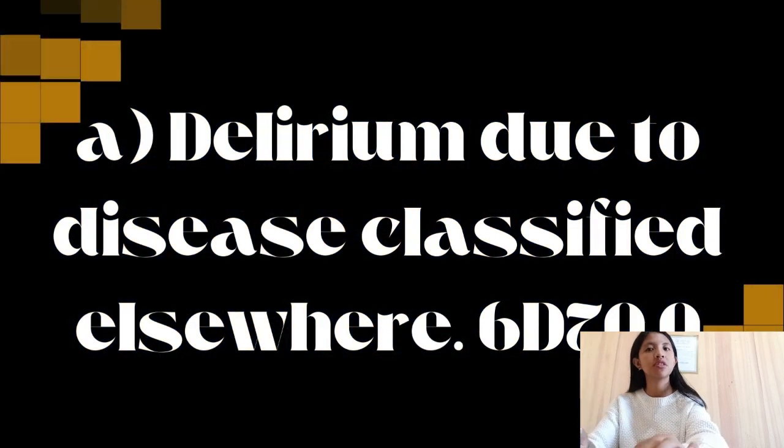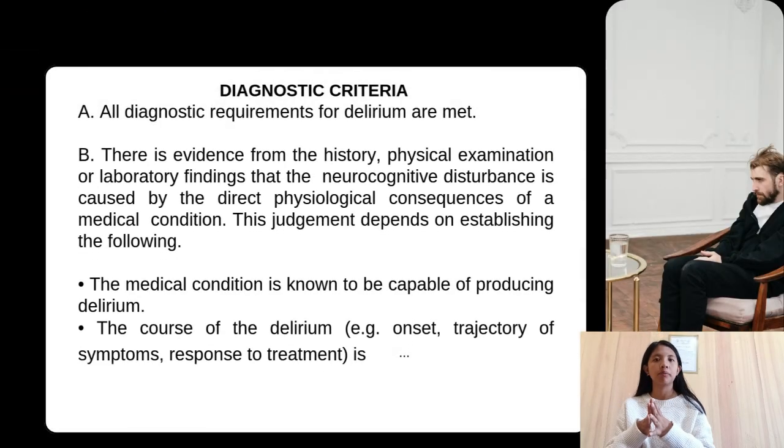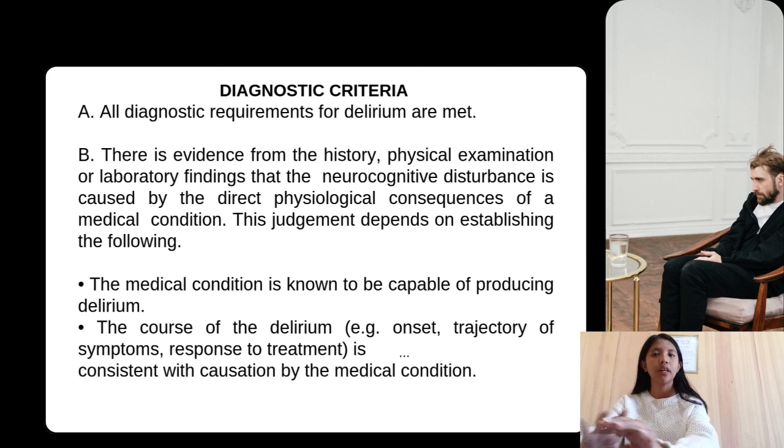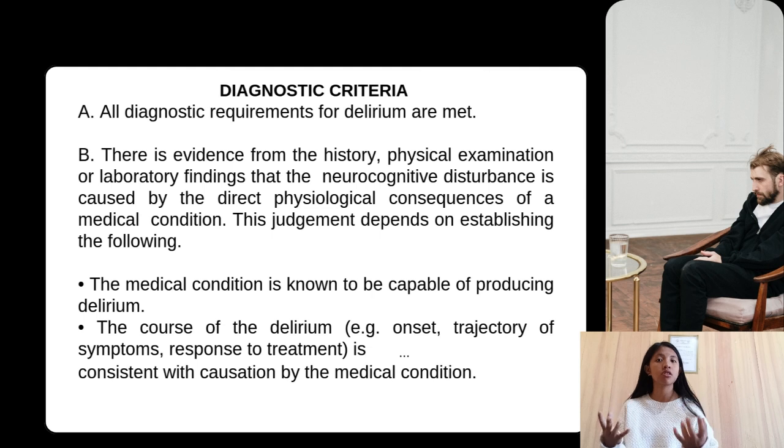When we say delirium due to disease classified elsewhere, these are the diagnostic criteria. Letter A, all the diagnostic requirements for delirium are met, which I have discussed a while ago. Letter B, there is evidence from the history, physical examination, or laboratory findings that the neurocognitive disorder is caused by the direct physiological consequence of a medical condition. So, as I've said, before we can say that the delirium is due to disease classified elsewhere, there should be evidence from history or physical examination that this delirium is really caused by these kinds of conditions.